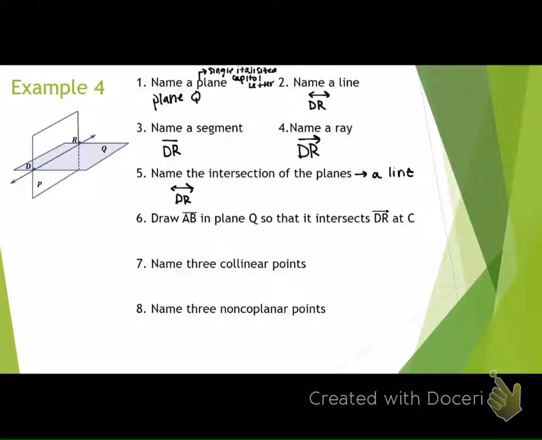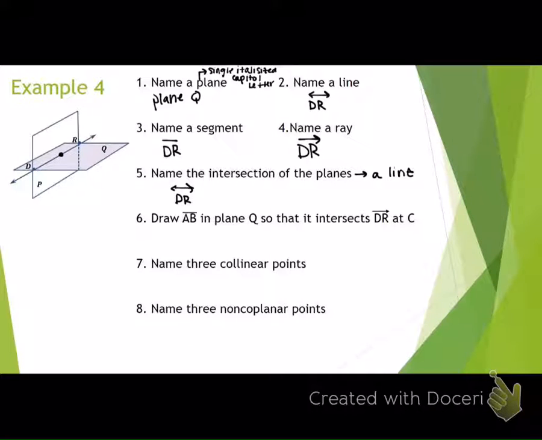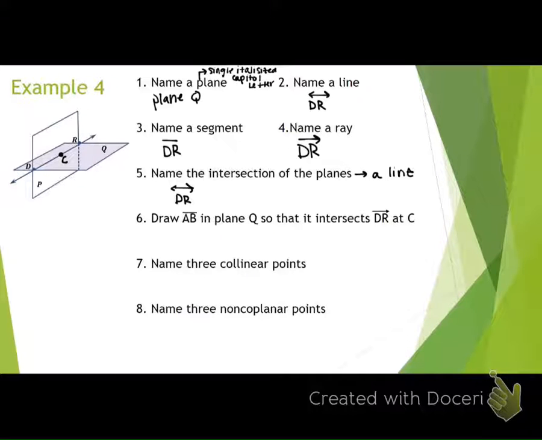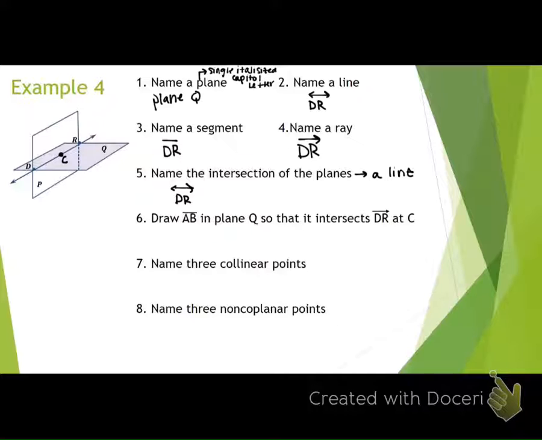Draw AB in plane Q so that it intersects ray DR at C. So I guess we're going to need a C on here somewhere. So we're going to put a C along this line because it's saying it has to intersect it at C. So that means C needs to be along that line, or that ray in this case. And then we have to draw AB as a segment in plane Q, which is the top plane. So they need to be collinear.